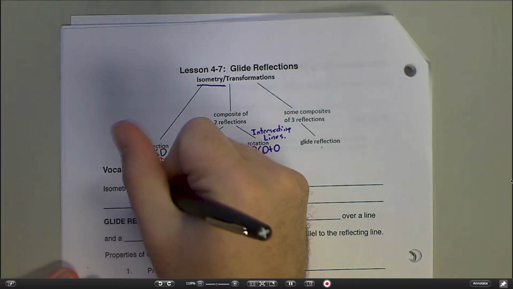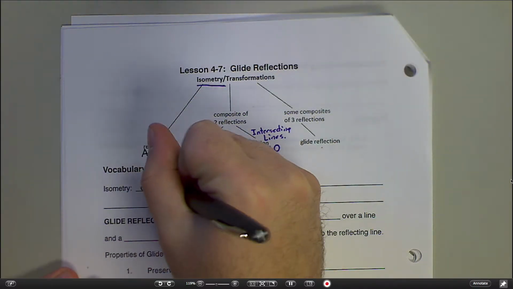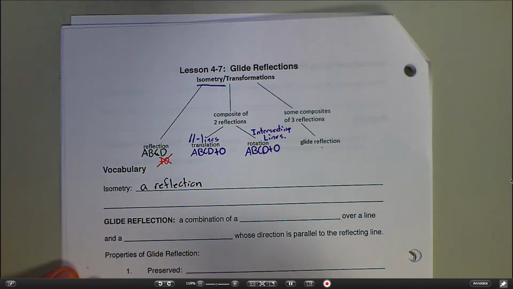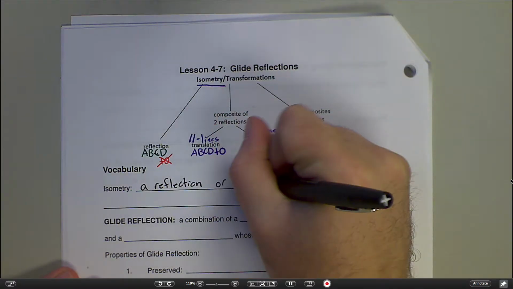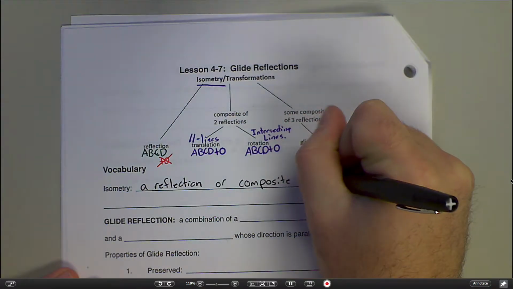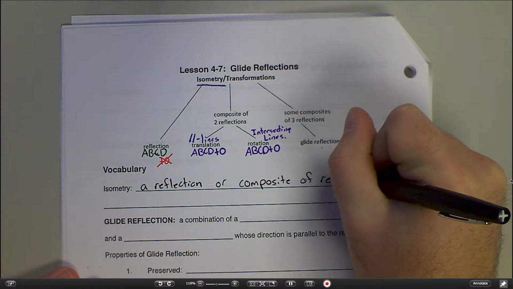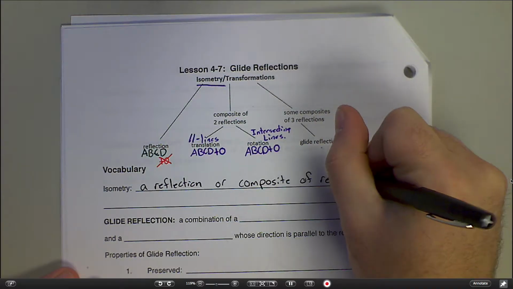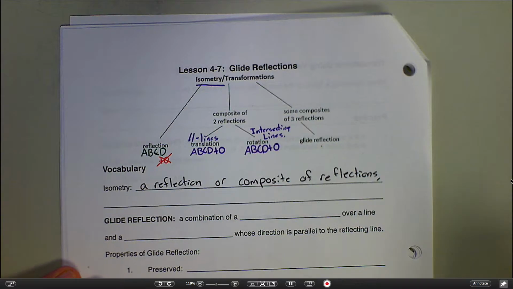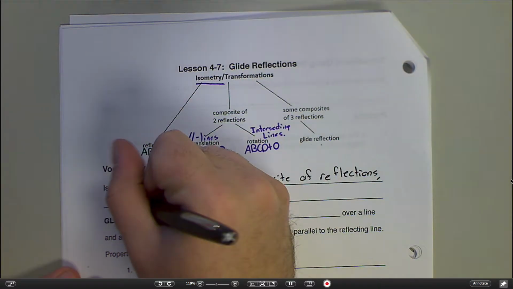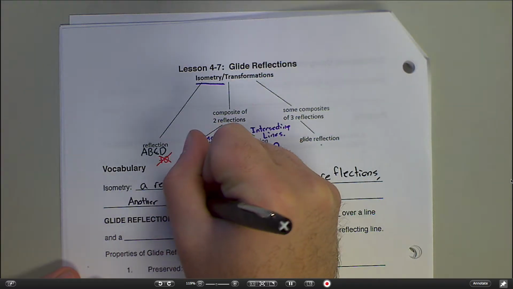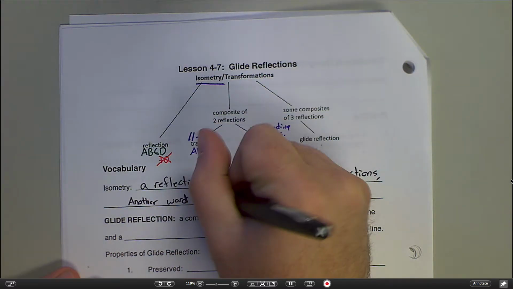Okay, so an isometry is a single reflection, so just a reflection, or the composite of reflections, either two or three, or even if we do more, it'd still be an isometry. So the composite of reflections. Okay, for our sake, we can think of this just as another word or name for transformation.